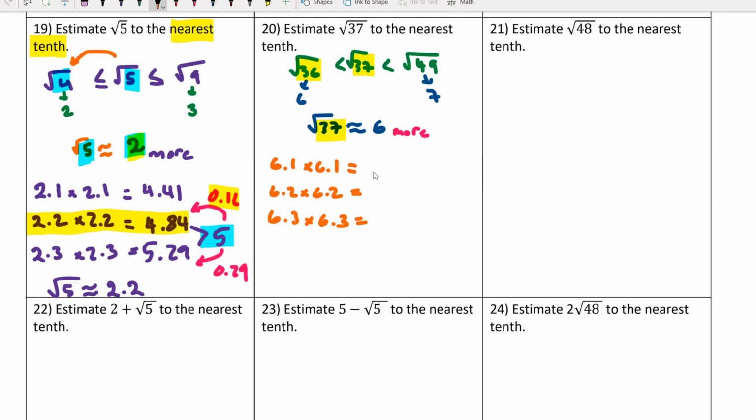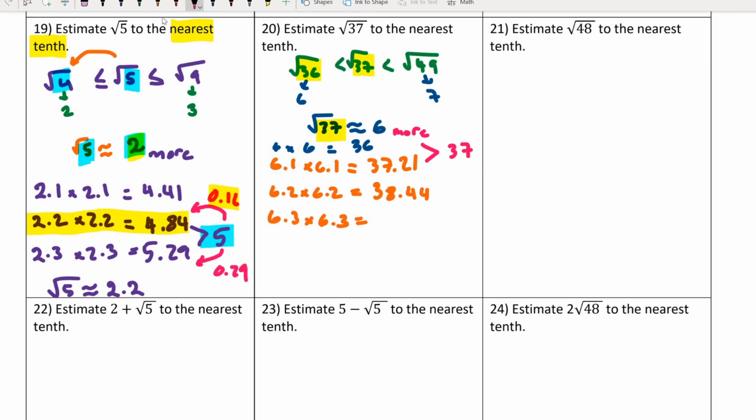6.1 times 6.1 is 37.21. 6.2 times 6.2 will be 38.44. Now, 37 is obviously in between these two, right? Or 6 times 6 is 36. Actually, yes, that will be a better option there, because from 36 to 37, that's just where your turning point is.